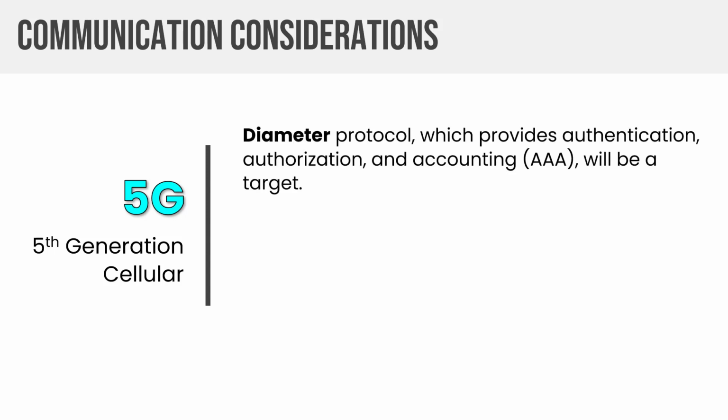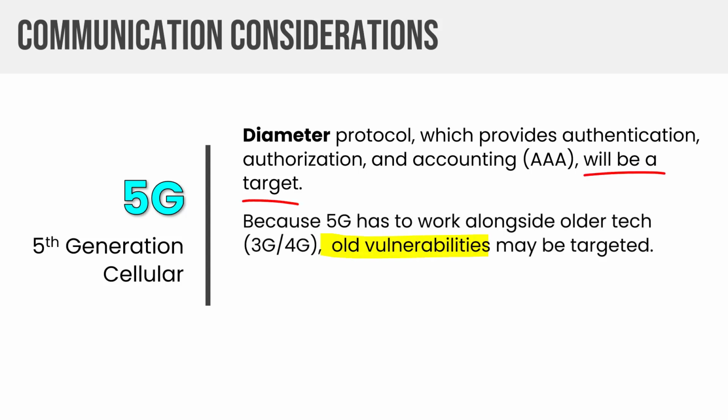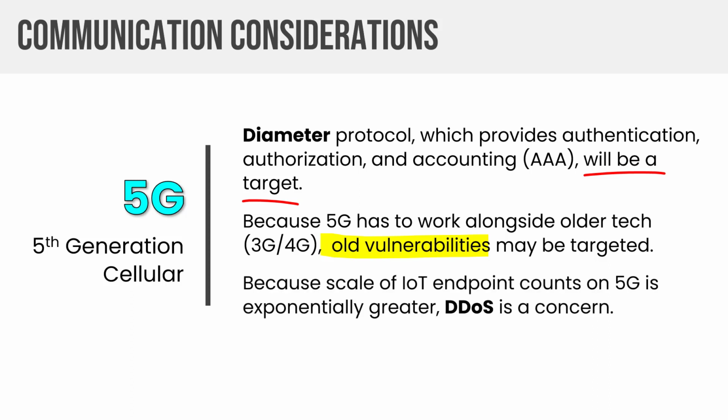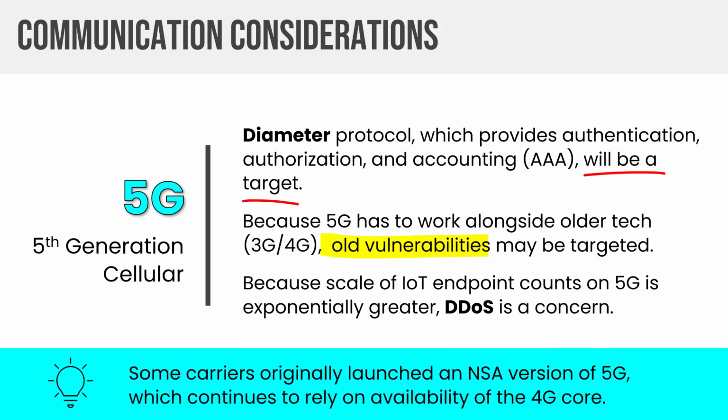So the Diameter protocol, which provides authentication, authorization, and accounting, will be a target. Because 5G has to work alongside the older tech, old vulnerabilities may be targeted. And because the scale of IoT endpoint counts on 5G is exponentially greater, distributed denial of service is going to be a concern. So takeover and driving DDoS with botnets with large fleets of compromised devices is going to be a threat. Some carriers originally launched an NSA version of 5G, which continues to rely on availability of that 4G core. From a security perspective, we'll be glad to see that go away.